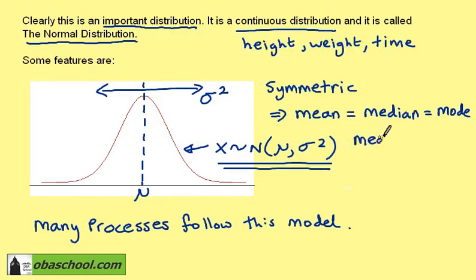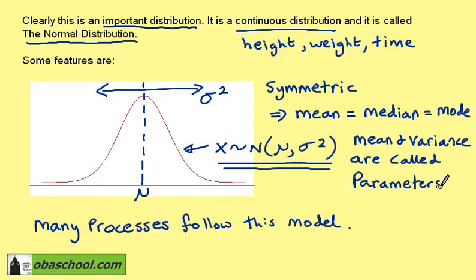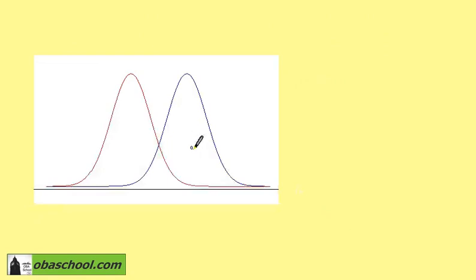So to reiterate this, for a normal distribution, the mean and variance are called parameters. The distribution is defined by these two parameters. Here we can see two different normals. They clearly have different means. We call the mean of the red one mu1 and the mean of the blue one mu2.